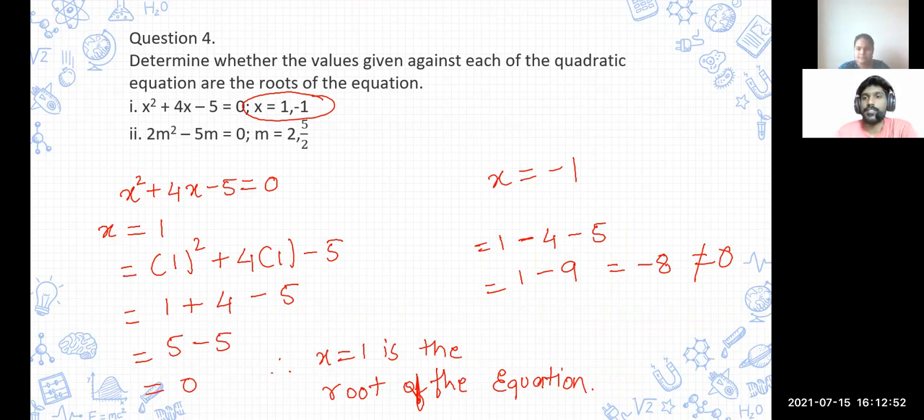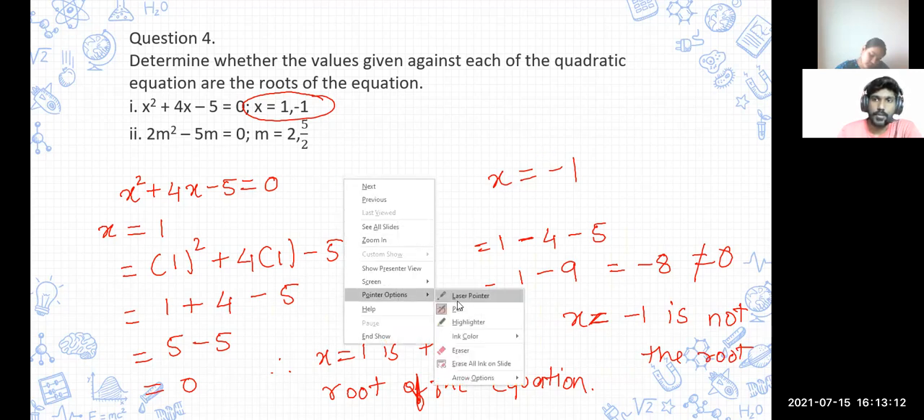So you will say that x is equal to -1 is not the root. Write a final line: x is equal to -1 is not the root of the given quadratic equation. But 1 is right. So you have to write 1 is. Yes. x is equal to 1 is, and x is equal to -1 is not.